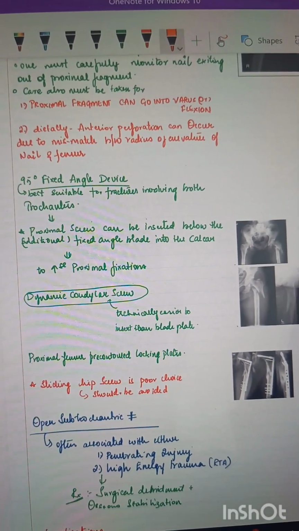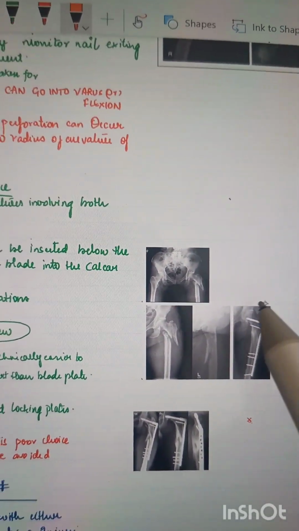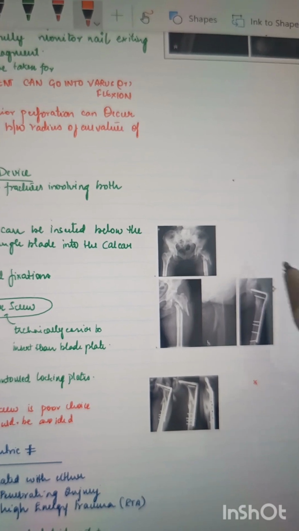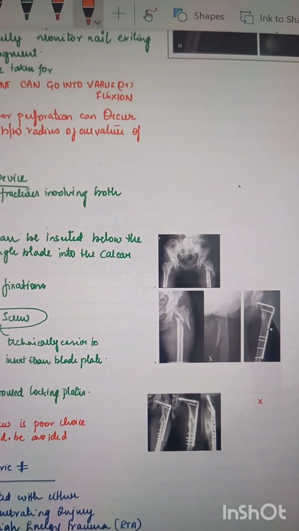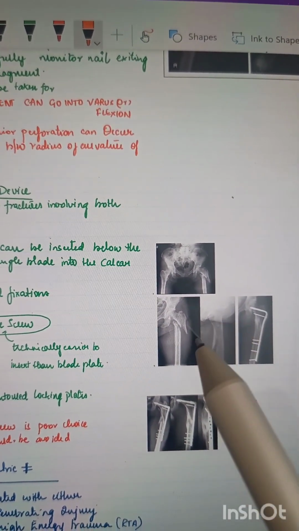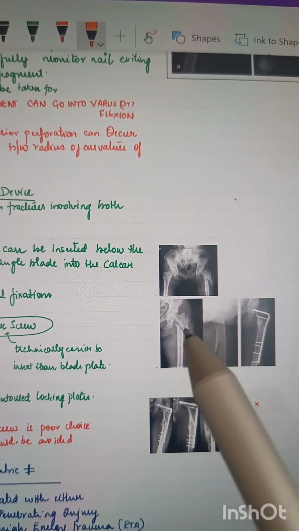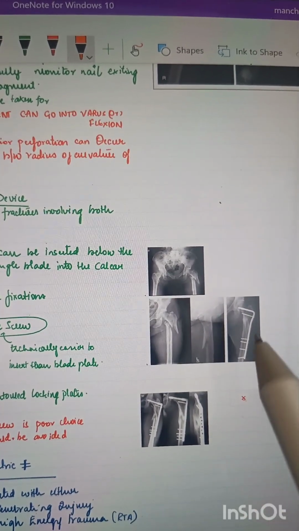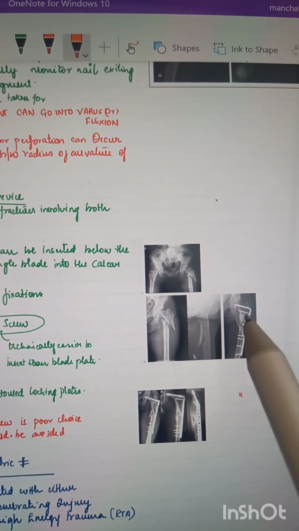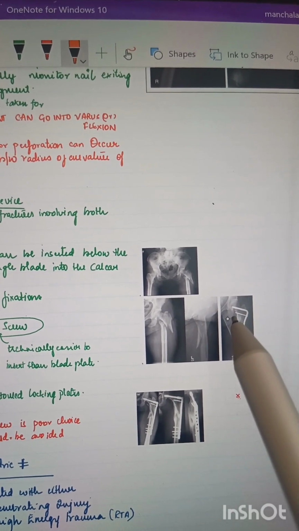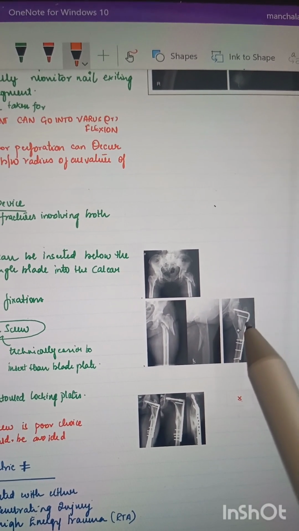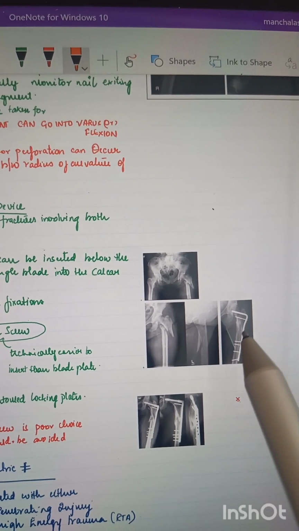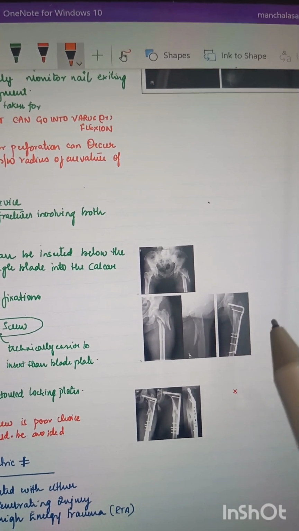Second option is the 95 degrees fixed angle device. This is the 95 degrees fixed angle device. It is commonly used when both trochanters are involved, both the greater trochanter and lesser trochanter. If both of them are involved, you can use this 95 degrees fixed angle device. You will always add an additional proximal screw. As you can see below this plate, there is an additional proximal screw which is added into the calcar. This will increase the proximal fragment fixation.